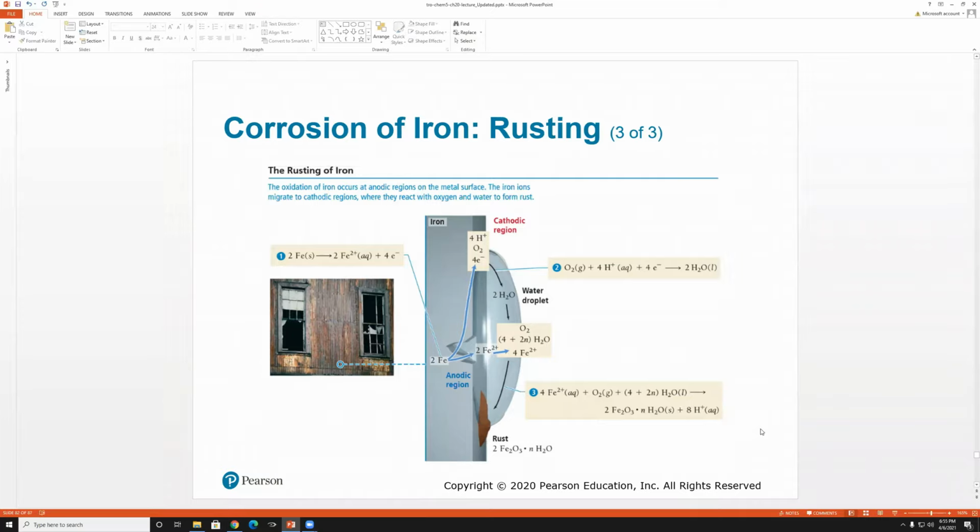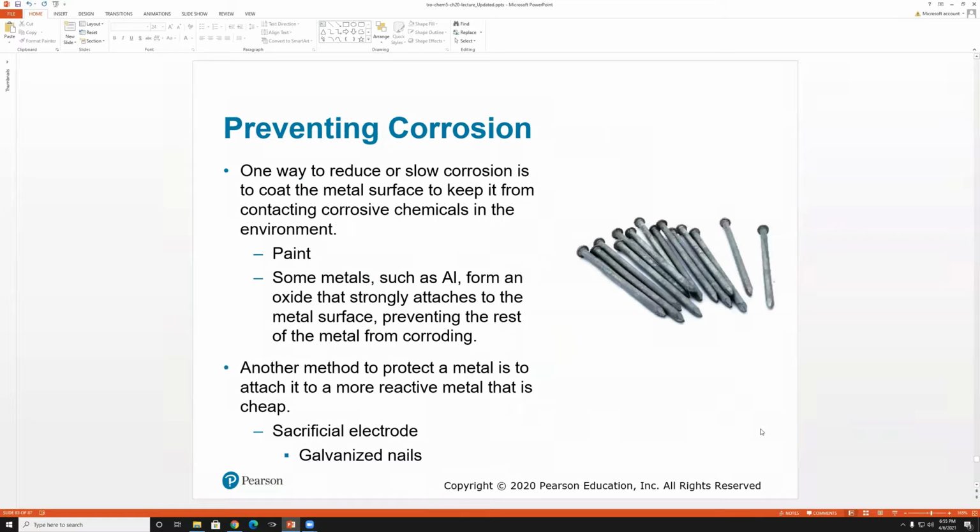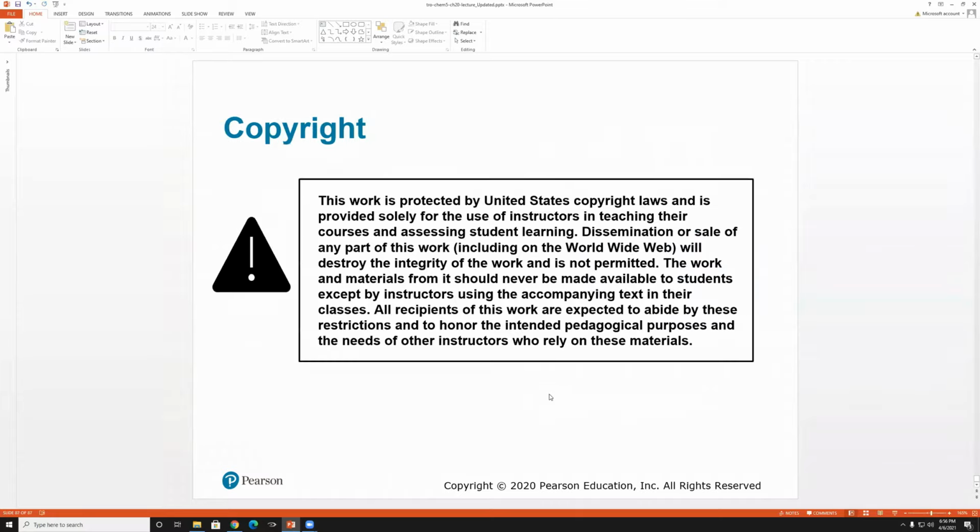So there's different ways to prevent rusting. I mean, you can put paint, some anti-rust paint. Or if you attach a lower reduction potential metal, meaning it's more likely to be oxidized, that will stop the iron from being oxidized. And that's about it.